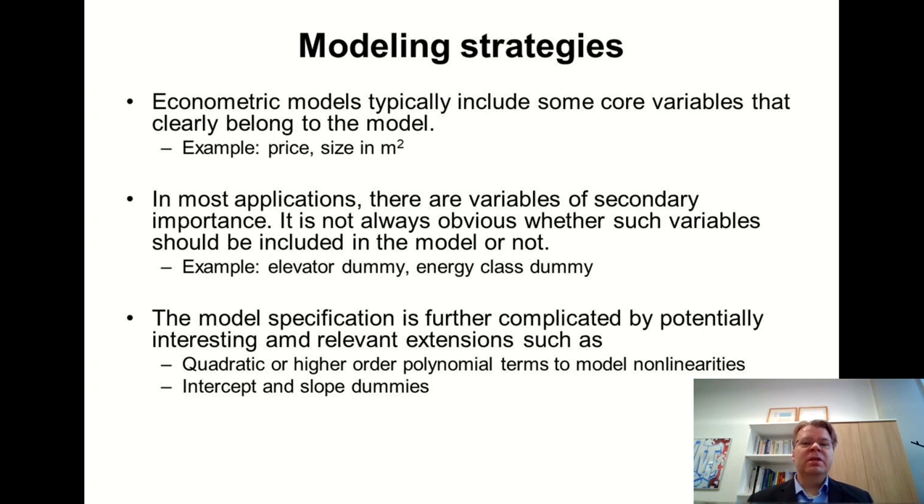And as we have proceeded in this course, we have also found that of course we can add more complexity to the model. For example, we might want to model some nonlinear effects. We could use polynomials such as quadratic terms, or log transformations. We have also discussed that we could have dummy variables, not just intercept dummies but also slope dummies, and so on. So very easily the number of potential models that we could fit to the data explodes to a very large number.